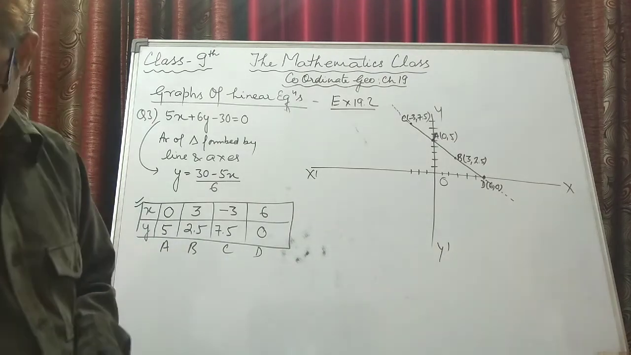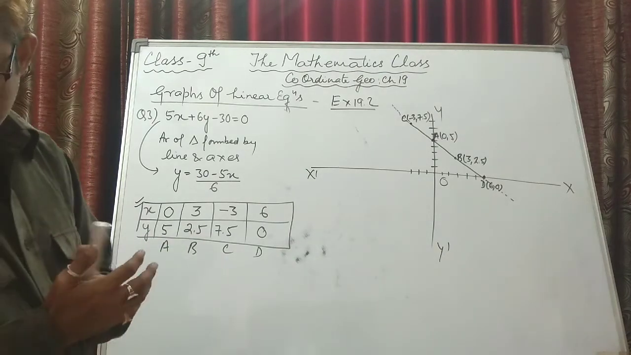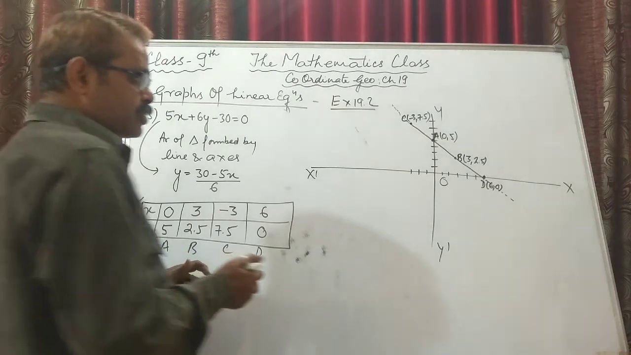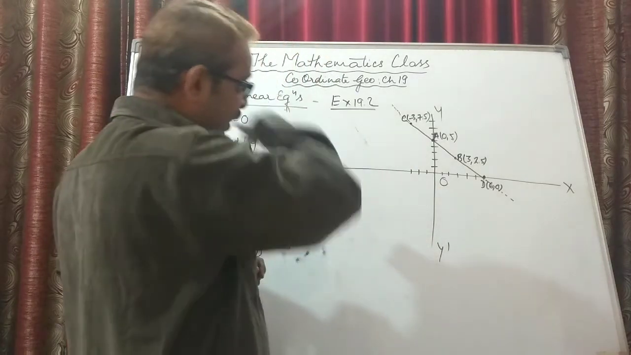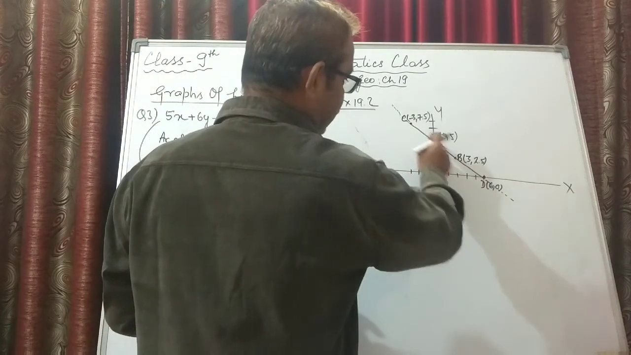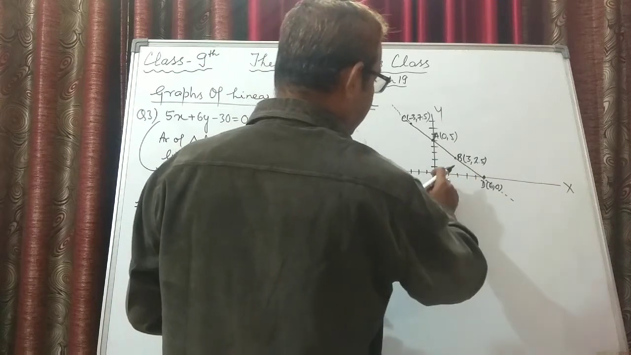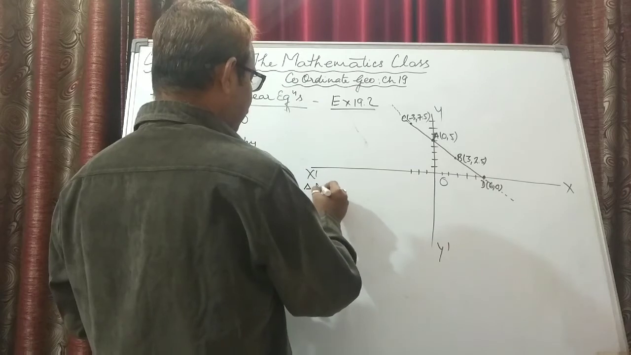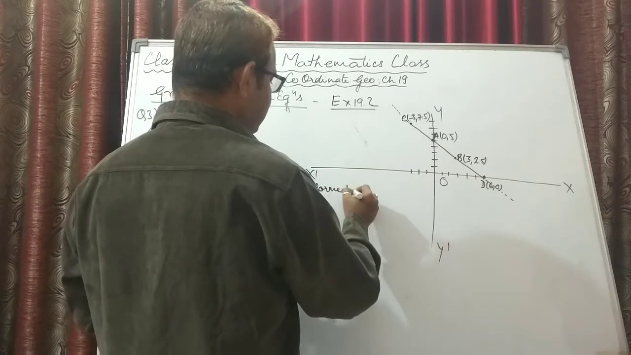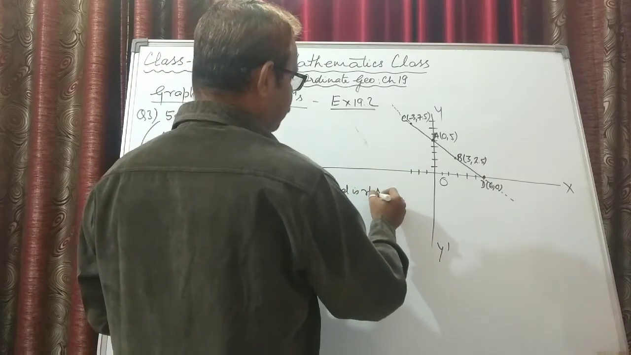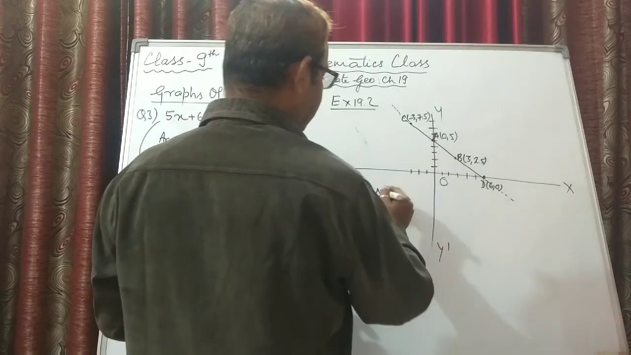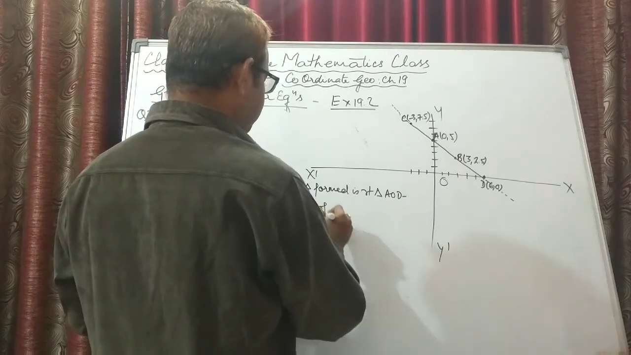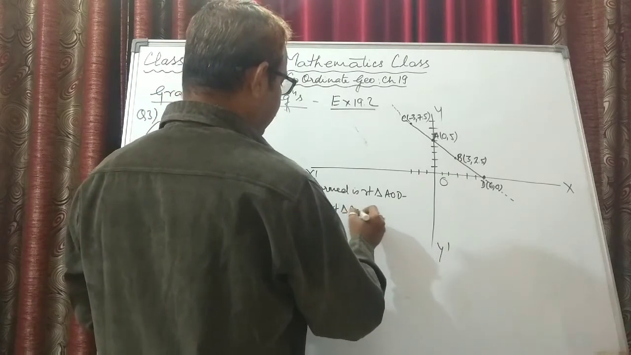Now the second part of this question says, use it to find the area of the triangle formed by the line and the coordinate axes. Now what is the area? You can see which triangle is being made by the line. The line is AD, the x-axis is OD and the y-axis is OA. So the triangle formed is a right triangle, which triangle? AOD.